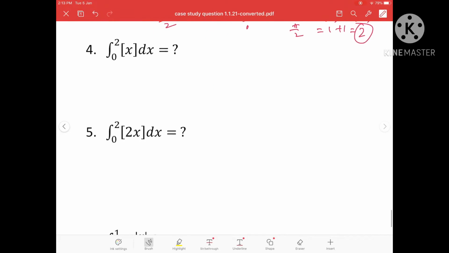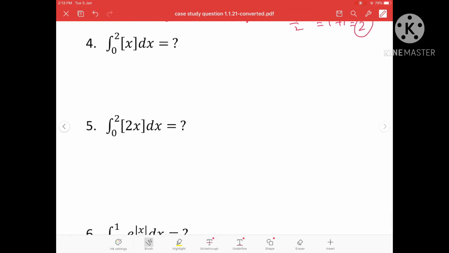Now comes integration from 0 to 2 of bracket x dx. Bracket x dx means the greatest integer function.